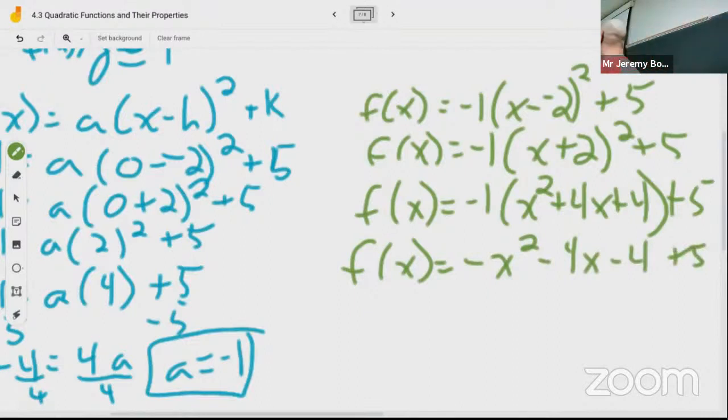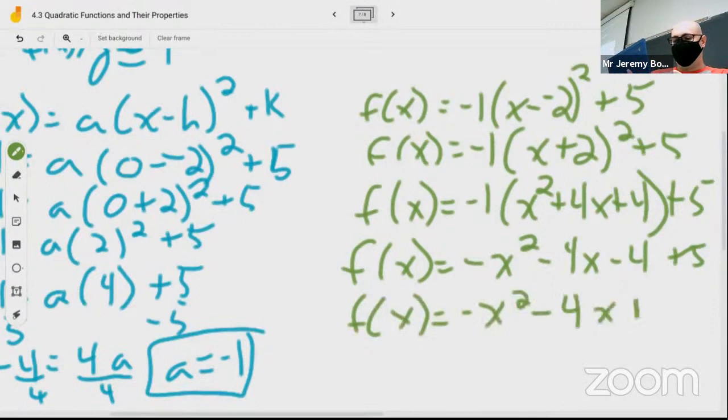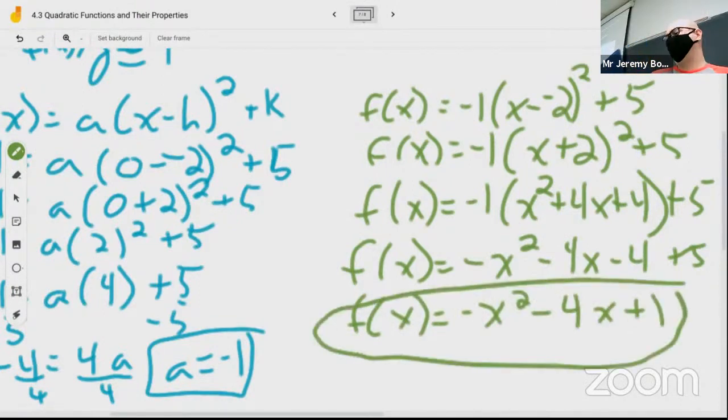And then the last thing we've got to do is the arithmetic on those constants on the end to get my c value. So f(x) = -x^2 - 4x + 1, which goes along with the y-intercept they gave us. Any questions on that problem?